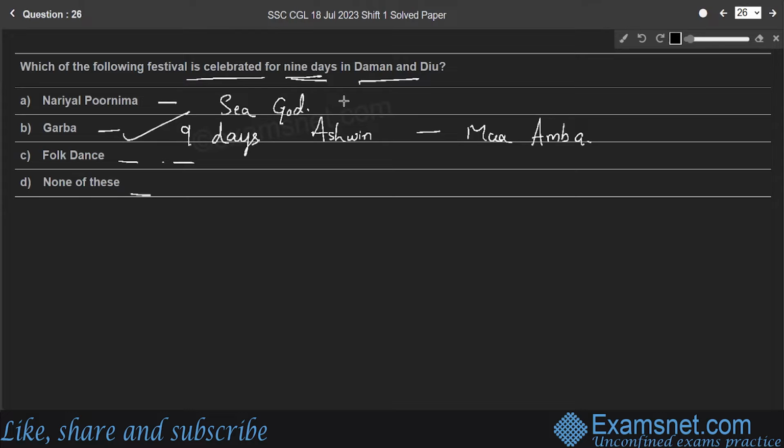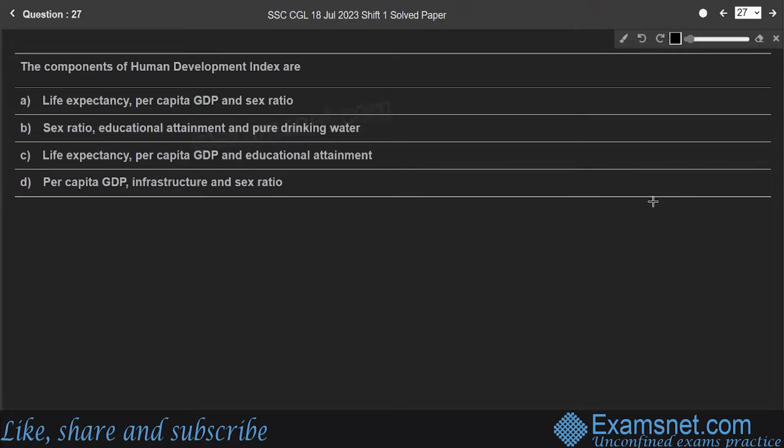Many people participate in Garbha festival with enthusiasm and dance to the tunes of Dhol and Garbha songs. Therefore, to the given question, Garbha festival is celebrated for 9 days in Daman and Diu. Option B is the right answer.